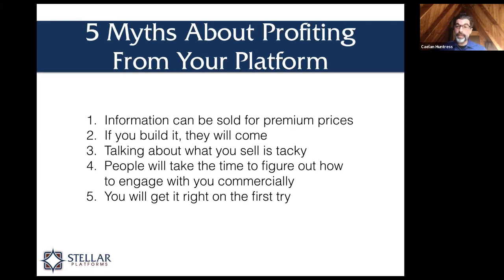The second myth is that just because you've built something, people are going to come and check it out and educate themselves about it. You have to tell people about your offers, and you have to provide value in a way that creates interest so that people want to hear about the offer because they've already gotten value from you.